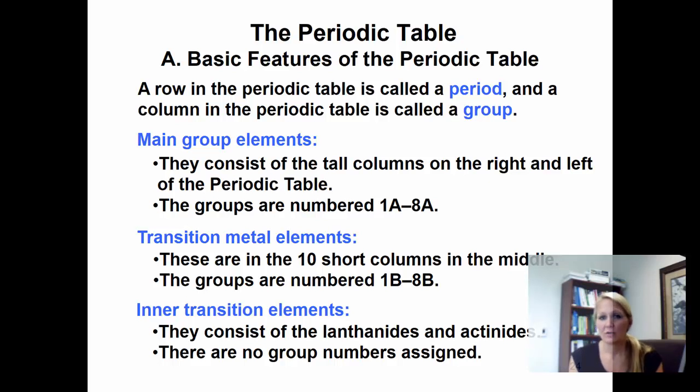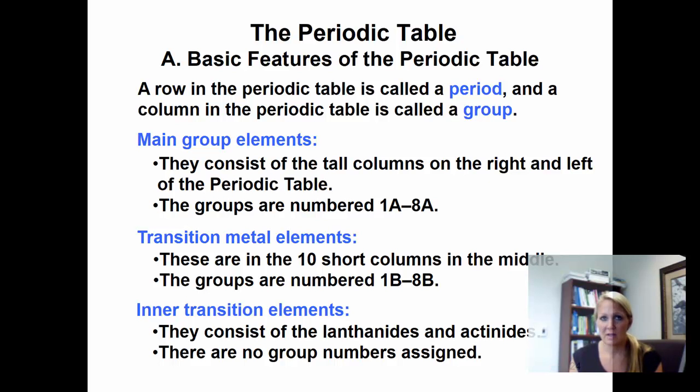You have main group elements, so if you look at your periodic table you'll see these, and they are the tall columns, and they're numbered 1A through 8A. And these are the elements that we mostly deal with in an introductory course because they have typical trends and behavior, and we can understand their bonding and their reactivity.